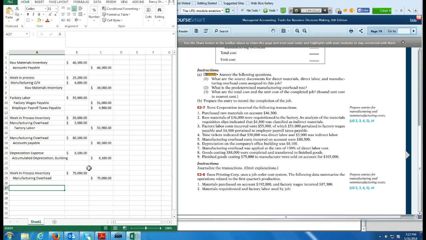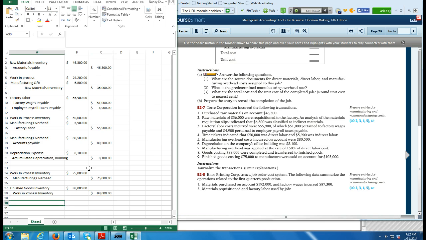Next, we've got goods costing $88,000 were completed and transferred to finished goods. So what we'll do here is take out of work in process and transfer them to finished goods. So we'll have a debit to finished goods inventory of $88,000 and a credit to work in process inventory of $88,000.